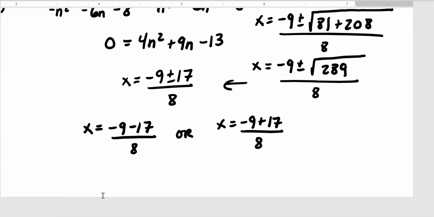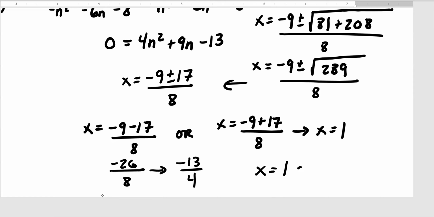Negative 9 plus 17 is 8. So x equals 8 divided by 8, which is 1. Negative 9 minus 17 would be negative 26. Negative 26 over 8. Let's see, I can divide both of those by 2. Negative 13 over 4. So we find x equals 1 or x equals negative 13 over 4.